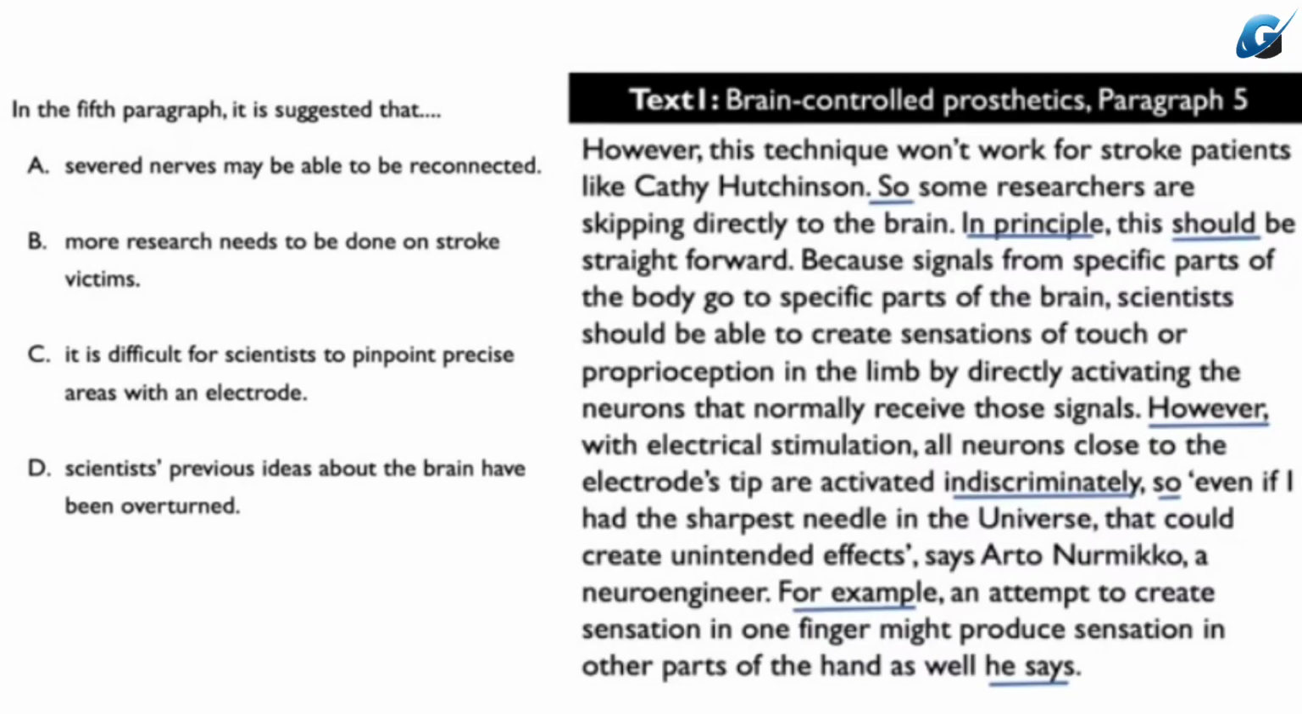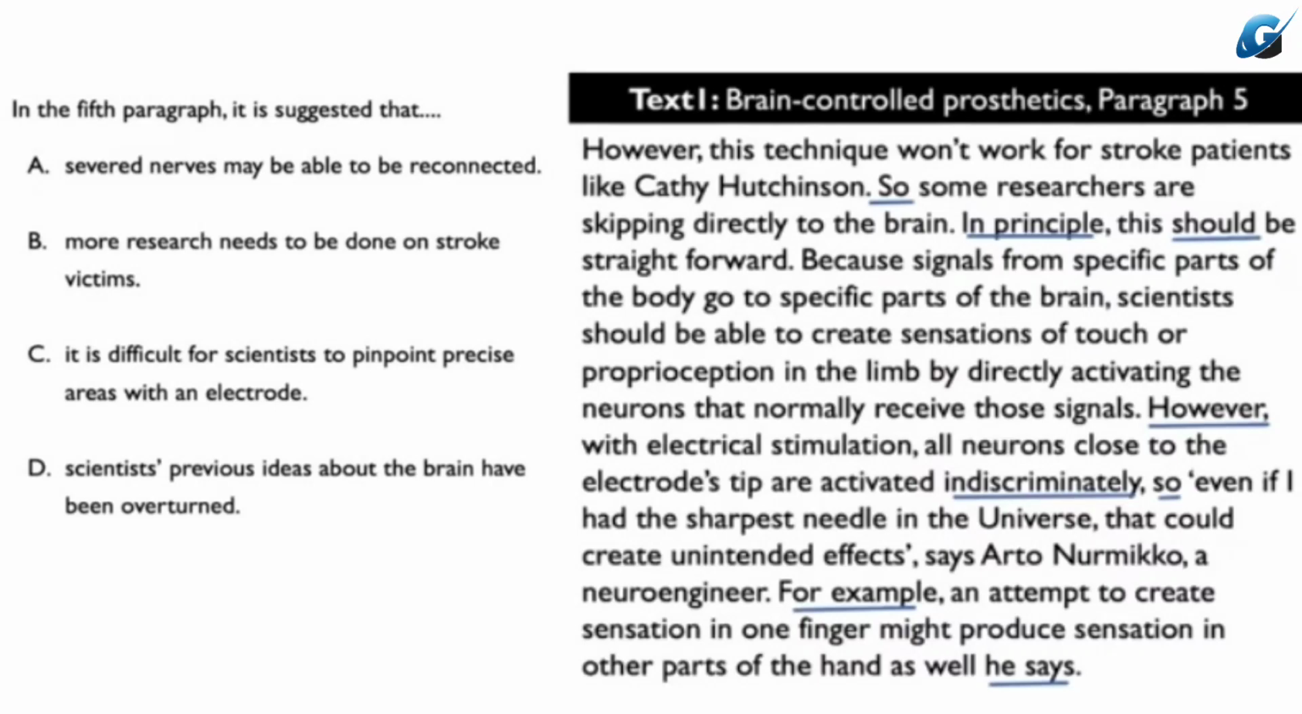So this is about the paragraph, the text. Let's move on to the options. Several nerves may be able to be reconnected. Severed nerves. It has not been seen anywhere in the paragraph because I couldn't find that one. There are no synonyms as well. They didn't say anything regarding reconnected. So it's completely a wrong sentence. It's not been given in the paragraph. Wrong information.